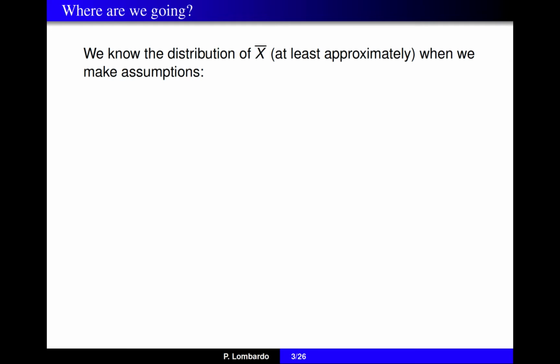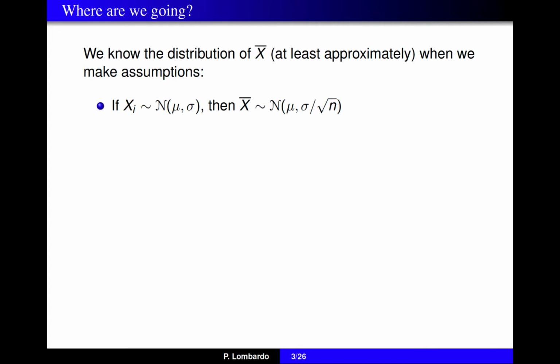So where are we going with all this? We know the distribution of X-bar, at least approximately, when we make certain assumptions, right? As an example, if we assume that we sampled from a normal distribution, then X-bar is going to also have a normal distribution. And the only thing that we have to update here is the standard deviation. We're going to divide it by the square root of our sample size.